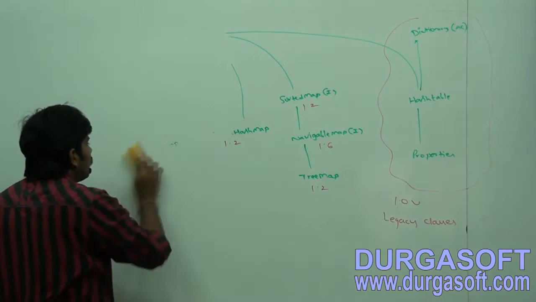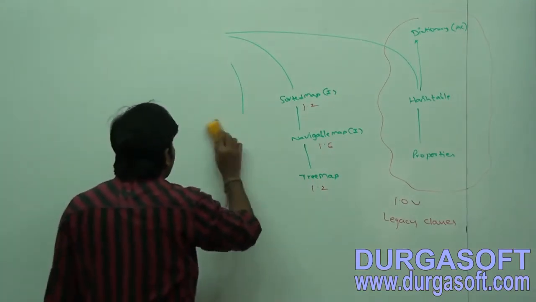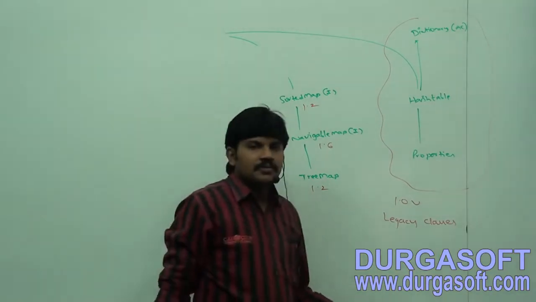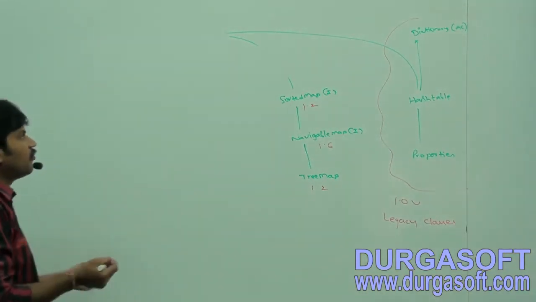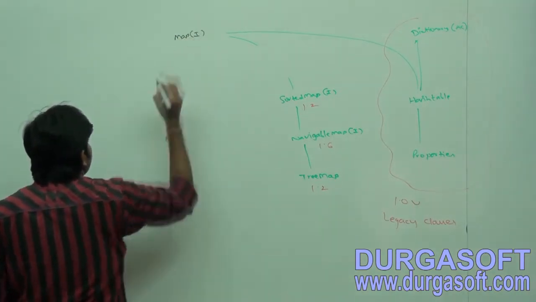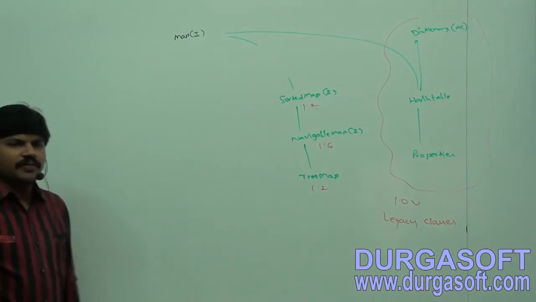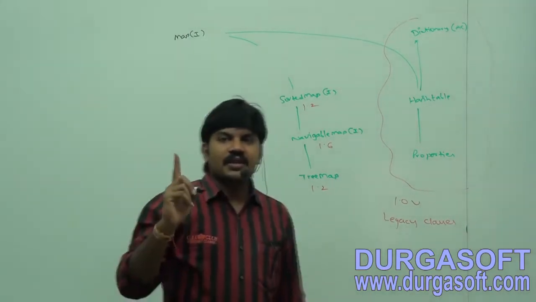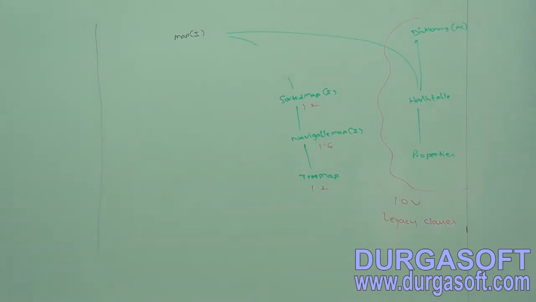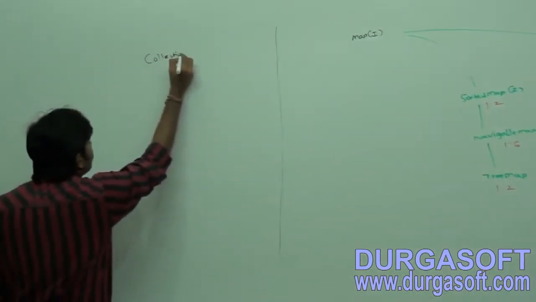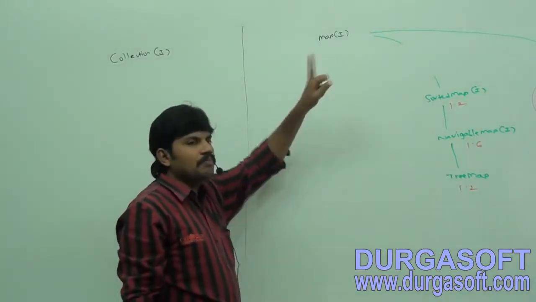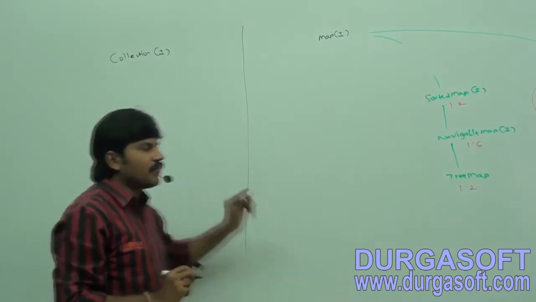Okay. Now let me talk about the introduction to map. The first very important point you should be aware of: is Map a child interface of Collection? No, because in our collection framework movie, the first half is Collection and the second half is Map. Remember, first half Collection, second half Map. So Map is not a child interface of Collection.